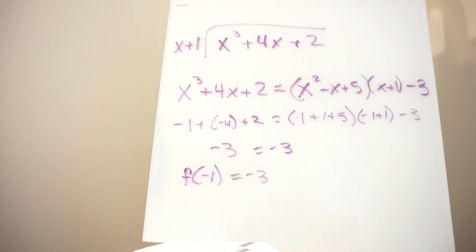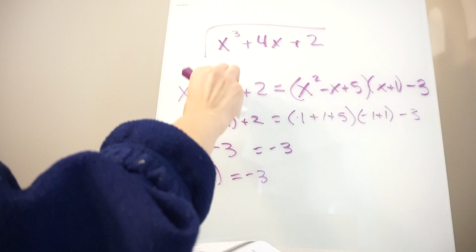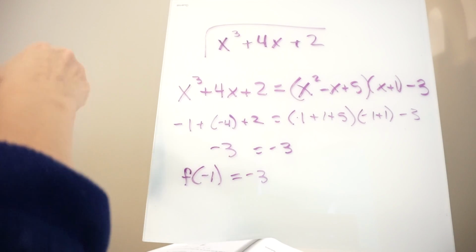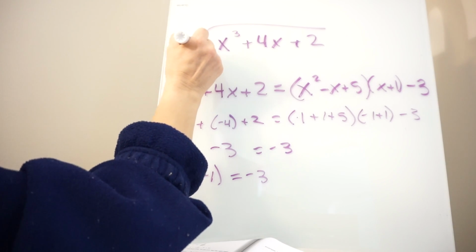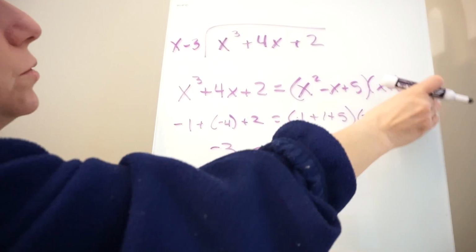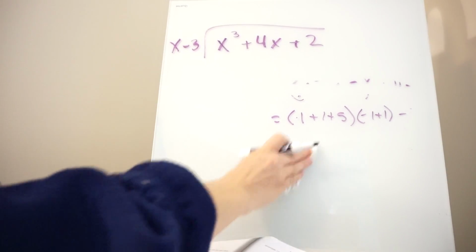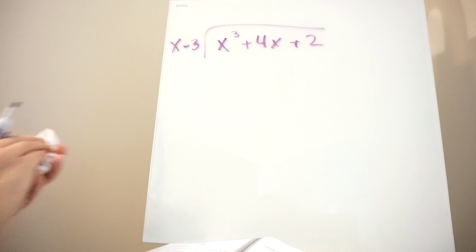Now we're going to take that same polynomial and divide it by x minus 3. So if we divide this by x minus 3, same polynomial, we're going to use synthetic division for this as well. This is good review for synthetic division.